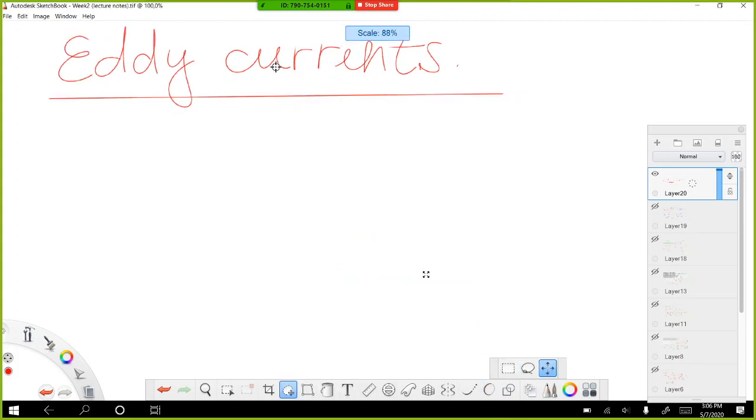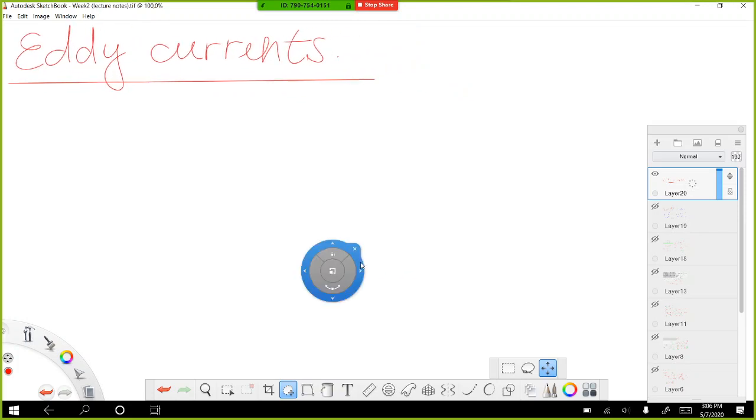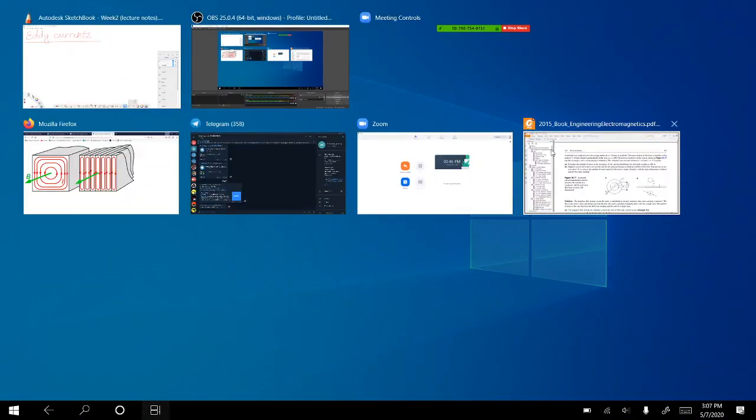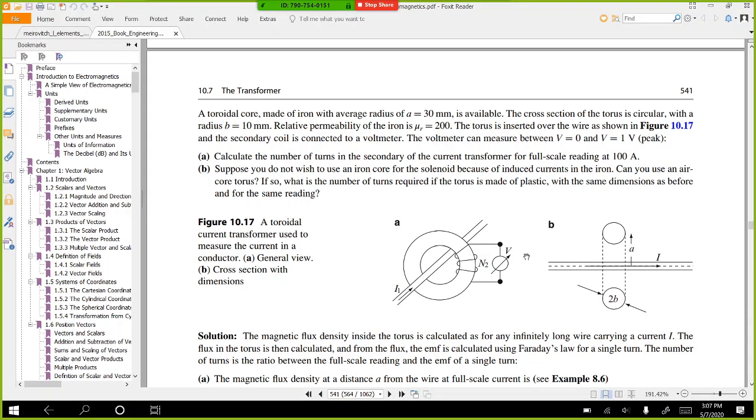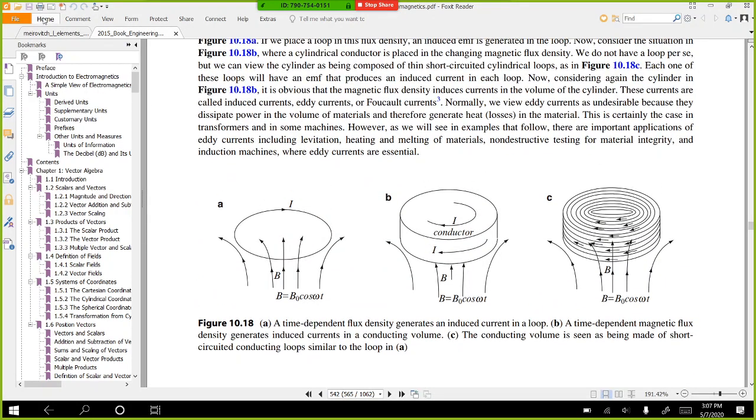In general, eddy currents are the same as we have discussed before, the same currents which occur due to the change of magnetic field, and the only difference is eddy currents occur in the volume of conductors.